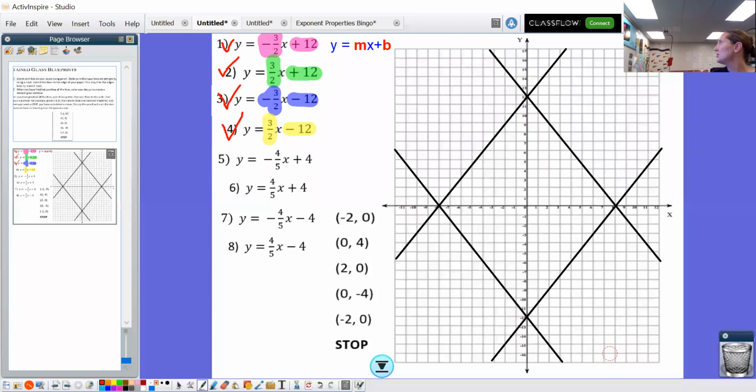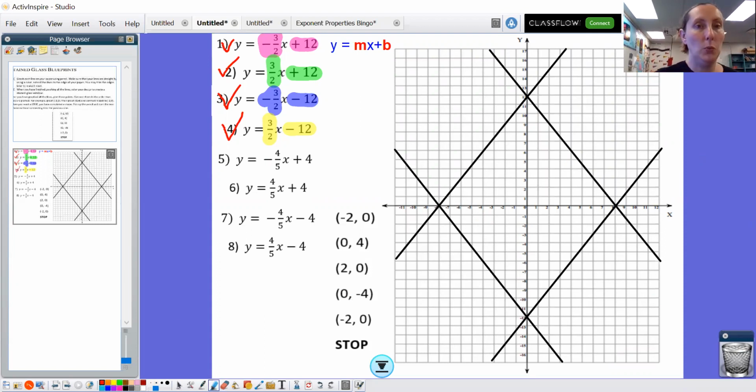Hey kids, I am back and I'm ready to help you continue with your stained glass project, but you guys have already graphed those first 4 lines, so we're going to move a little bit faster now because we can. Let me move this over here out of the way. Okay, so line number 5, let's start there.